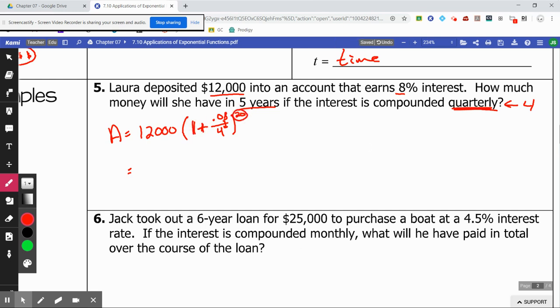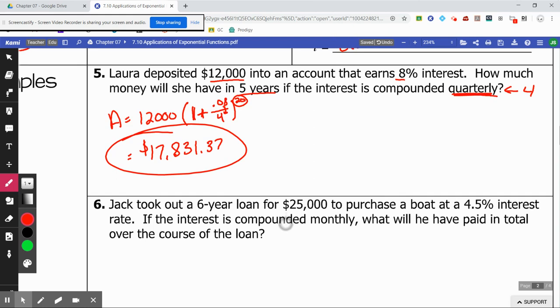Then you raise it to the 20th power. Then you multiply it by 12,000, and you're going to get $17,831.37. So your money has grown from 12,000 to nearly 18,000.